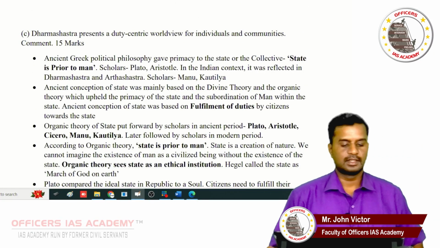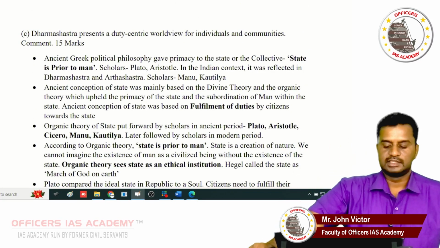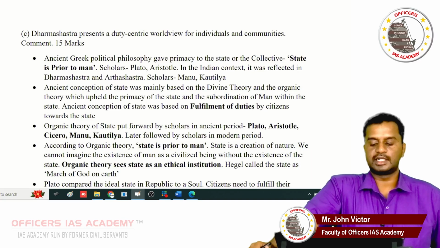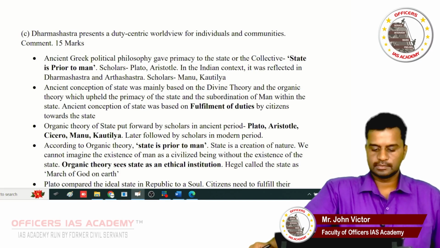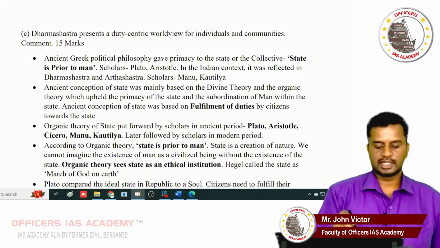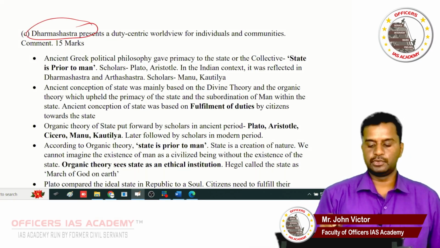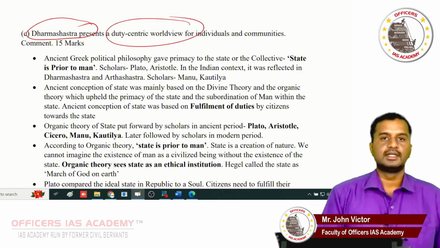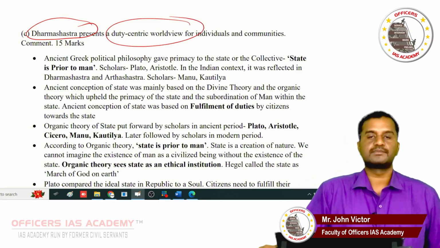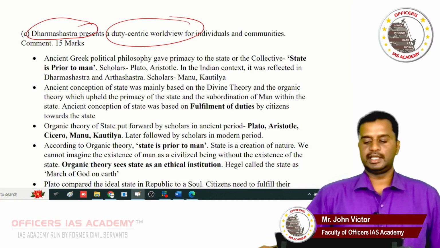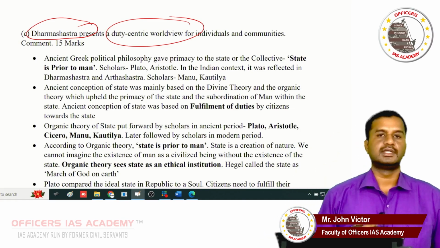Question number C. Dharma Shastra presents a duty-centric worldview for individuals and communities. Comment. This question is from Indian Political Thought. Dharma Shastra literature, duty-centric worldview. Dharma Shastra is related to the scholar Manusmriti.